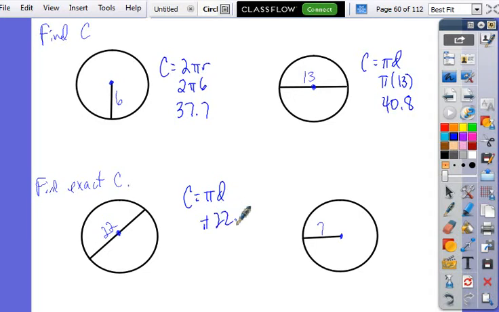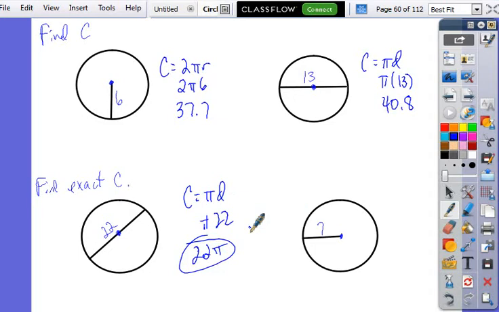Your answer is 22 pi. So that's it. If it's exact, the pi will be left alone. Do not type it on the calculator. Do not type 3.14. Leave it alone. You're working the numbers only if it's an exact answer.